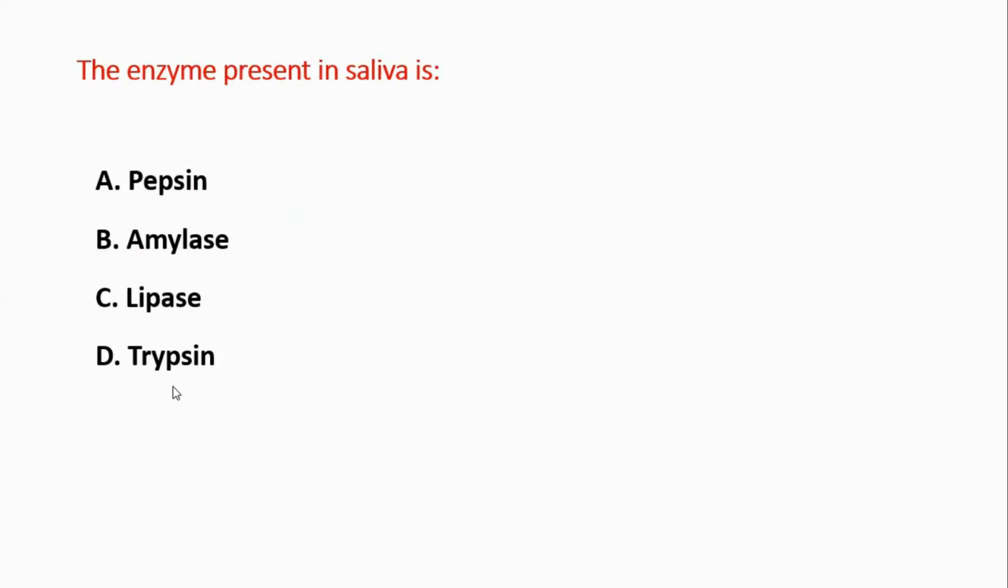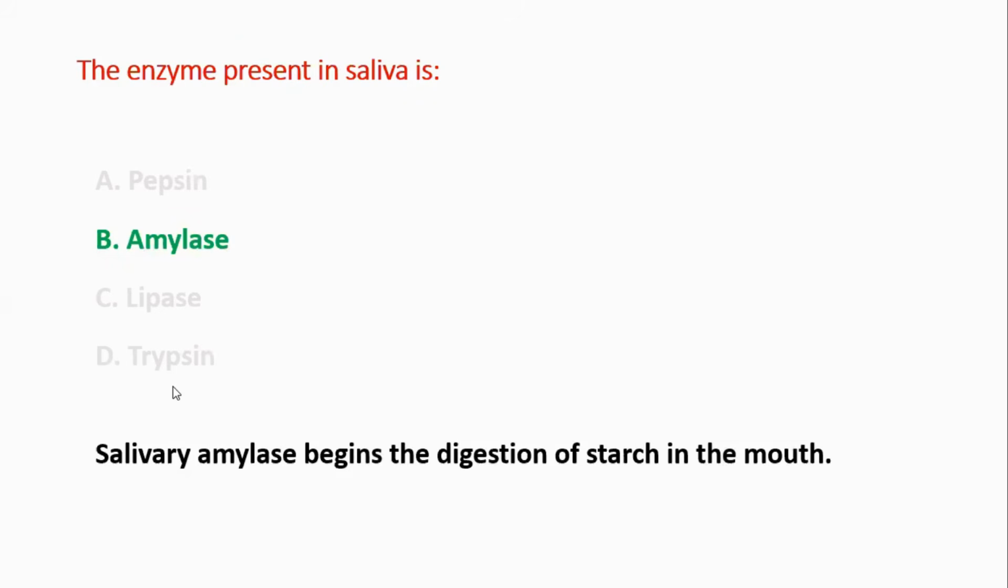The enzyme present in saliva. The options are pepsin, amylase, lipase, and trypsin. Digestion actually begins before food reaches the stomach. Which enzyme in saliva starts breaking down carbohydrate right inside the mouth? And the right answer is amylase. Salivary amylase begins the digestion of starch in the mouth.